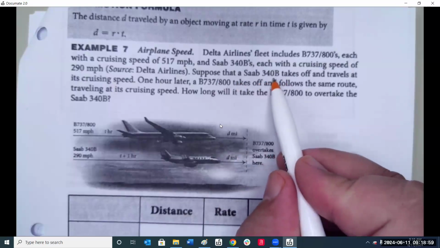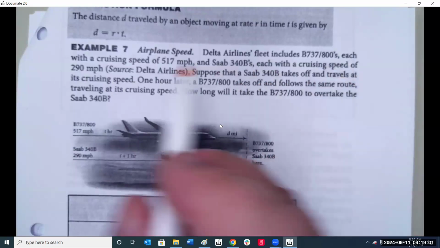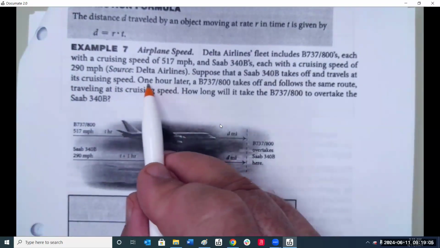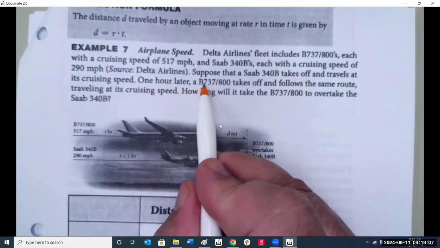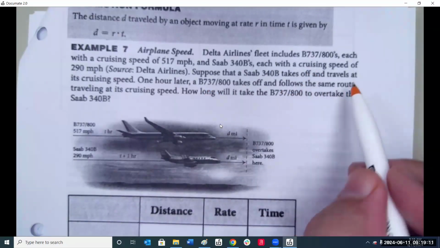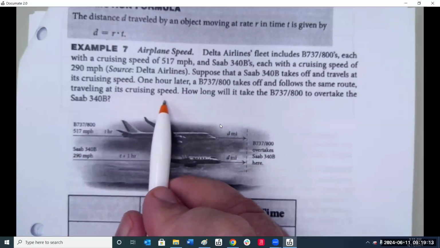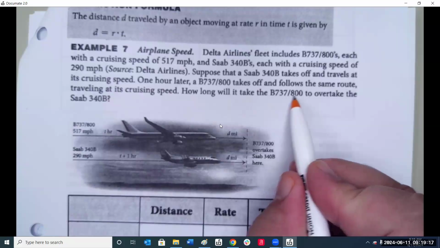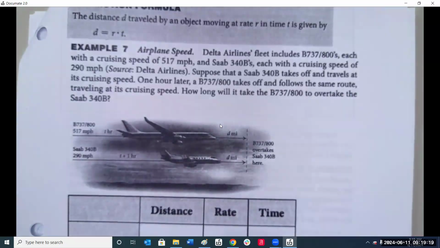Suppose that a Saab 340 takes off and travels at its cruising speed, which is 290. 1 hour later, a B 737 takes off and follows the same route. Traveling at its cruising speed, how long will it take the 737 to overtake the Saab?